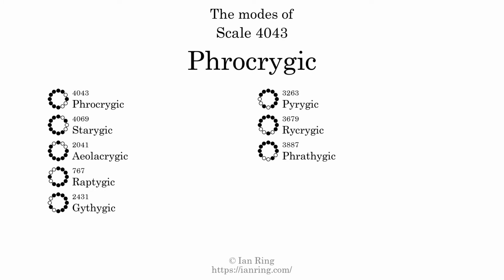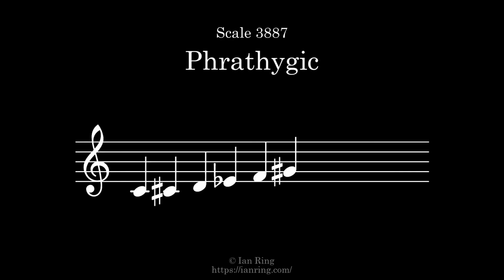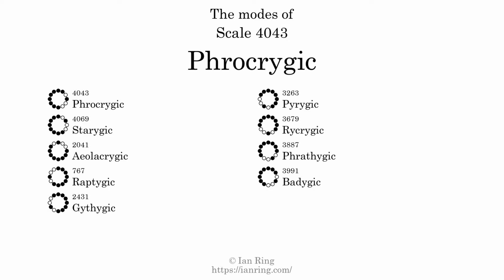The eighth mode is scale 3887, also known as Phrocrygic. It sounds like this. The ninth and last mode is scale 3991, also known as Phrocrygic. It sounds like this.